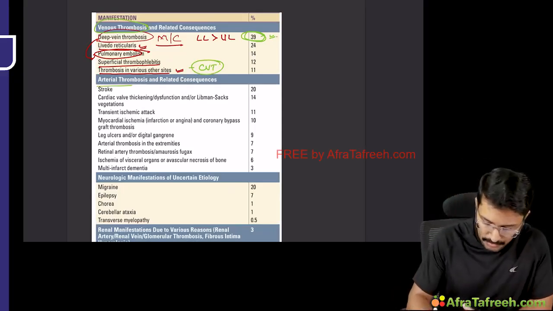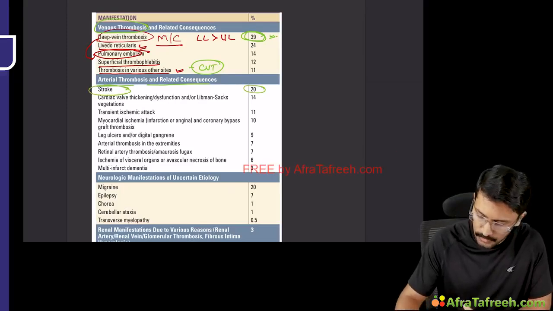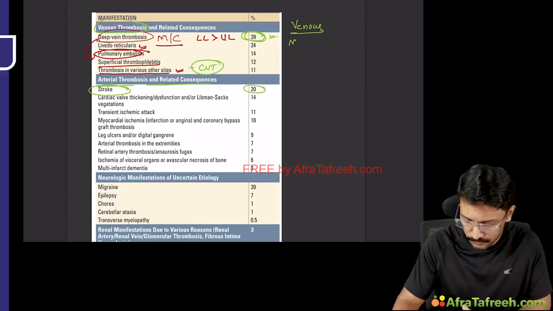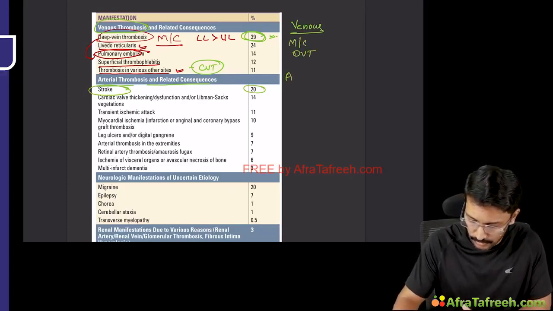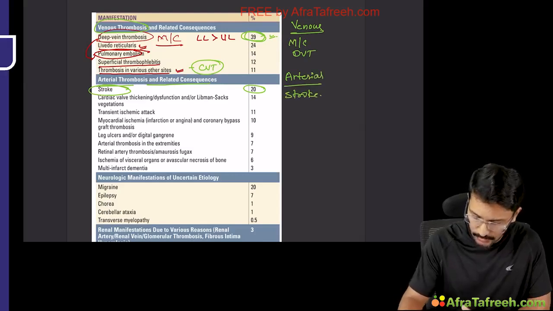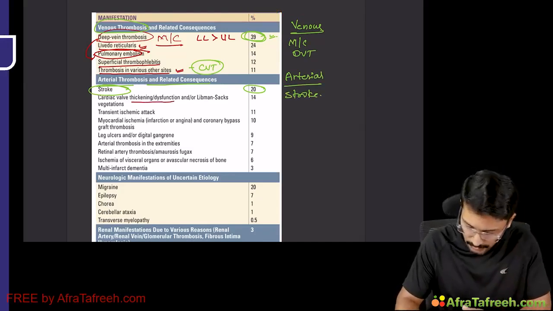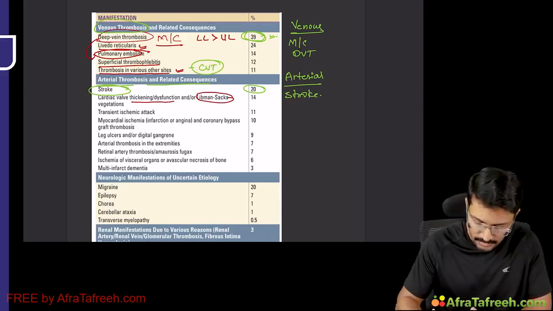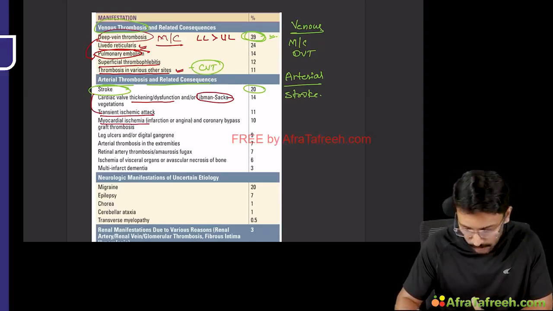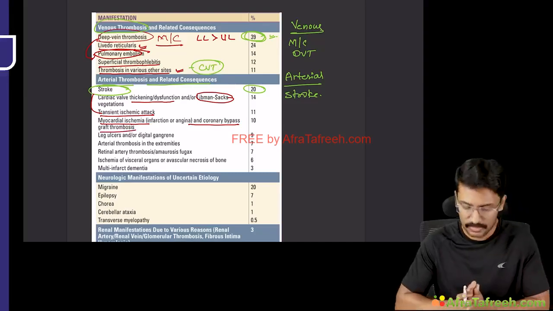When you talk about the arterial thrombosis and its related consequences, the most common manifestation is stroke, right? So for venous, the most common manifestation is DVT. For arterial, the most common manifestation is stroke. Okay. Apart from that, patients can develop cardiac valve thickening and dysfunction, or what we sometimes call Libman-Sacks endocarditis. TIA can occur if stroke is occurring. MI can occur, or patients can also have chronic stable angina, or there can be the risk of development of graft thrombosis if the patient has undergone CABG.